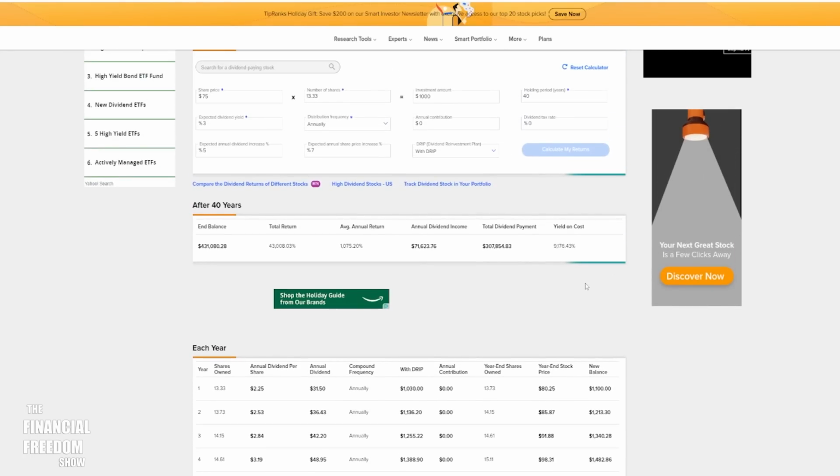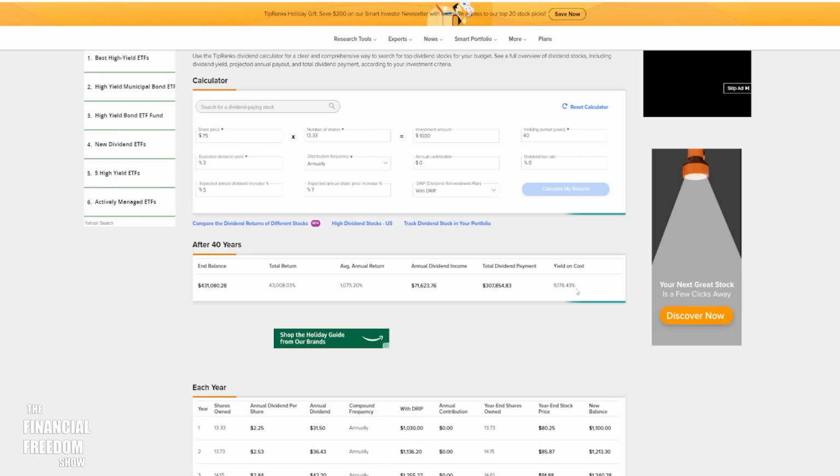If you're in the shorter term, I would recommend JEPI. If you're more in the longer term and you're not anywhere close to retirement yet, I would suggest SCHD. It's really up to you. So that is the difference between SCHD and JEPI.